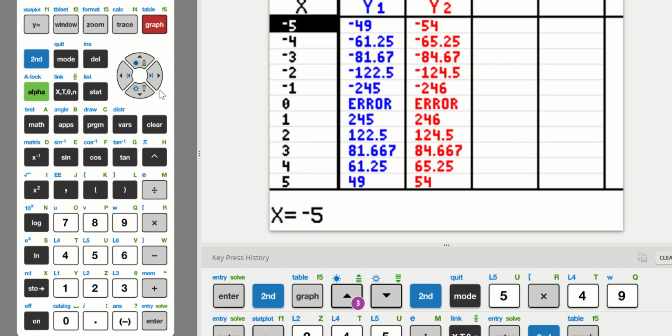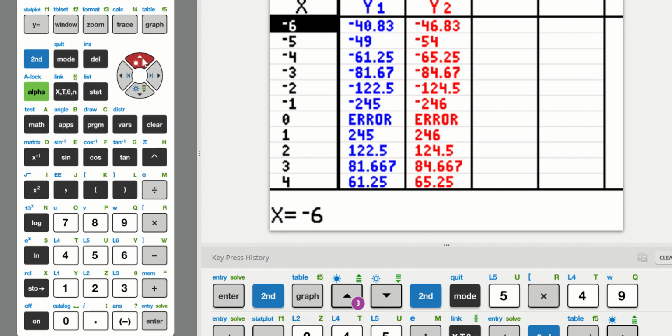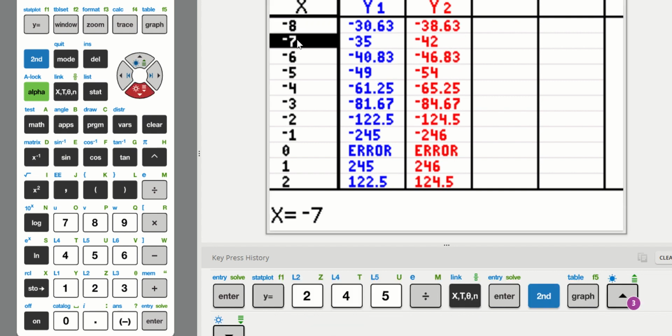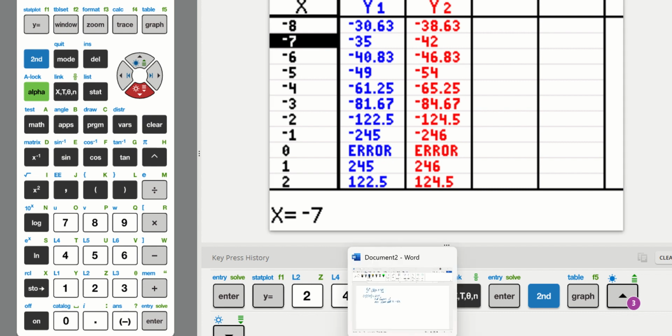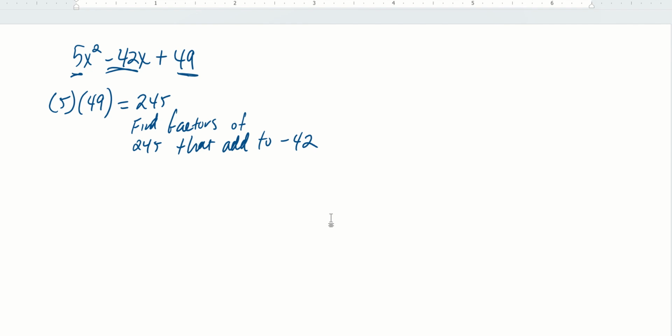Now, I'm going to be in the negatives because I need to add to -42. And again, this last column I want to be -42. So these multiply to 245. This is the sum of the factors. So let's keep going. Oh, there it is. -7 and -35 multiply to 245, add to -42. So -7 and -35.